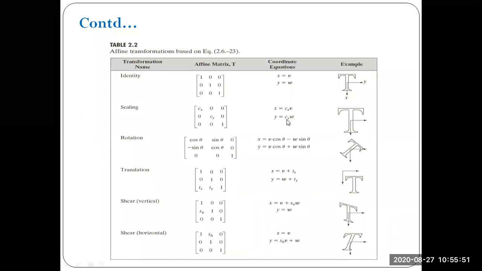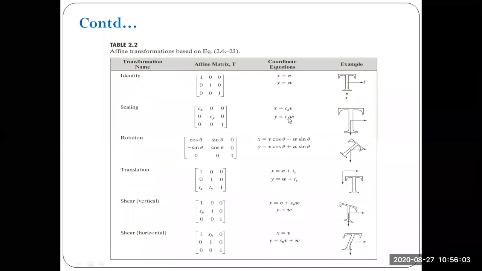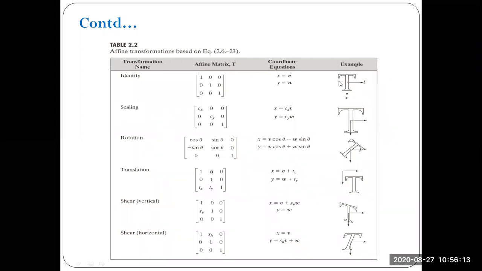Remaining 1, 1. So your coordinate equation is x equals c suffix x into v, and y equals c suffix y into w. So this is the scaling factor in the v direction, and this is the scaling factor in the w direction. This is my original image, and this is the output image using this matrix. So in scaling, you are just increasing the size of your image like this.